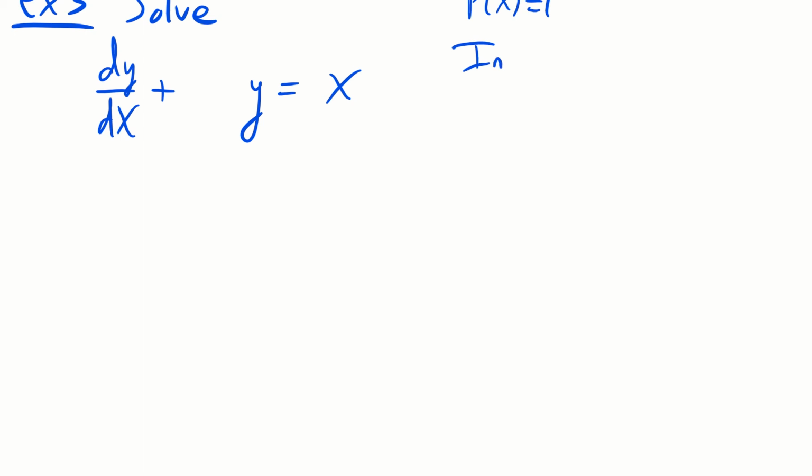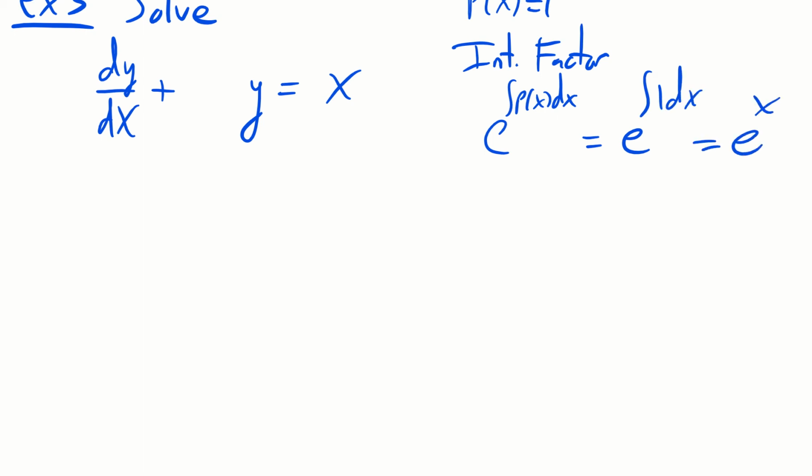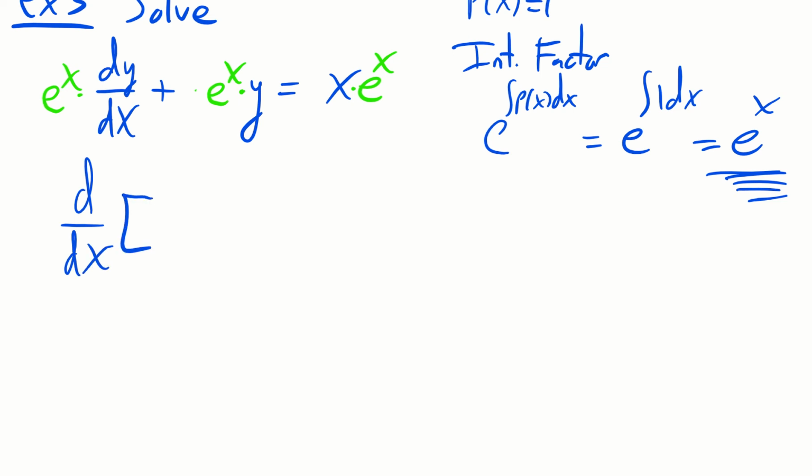So our integrating factor is going to be e to the integral of p of x dx. This is e to the integral of 1 dx, which is just going to be good old e to the x. So we have our integrating factor. We're going to multiply every single term of the differential equation by e to the x. This is going to turn the left-hand side into a total derivative. It's the integrating factor times y will be equal to x times e to the x.